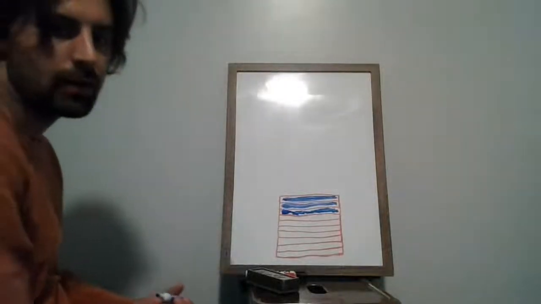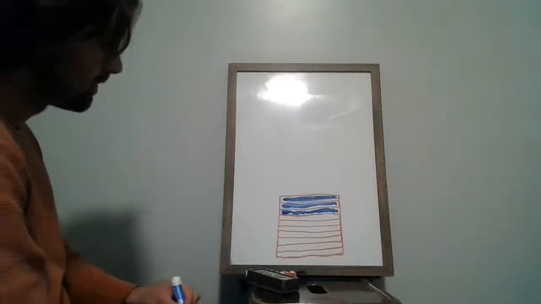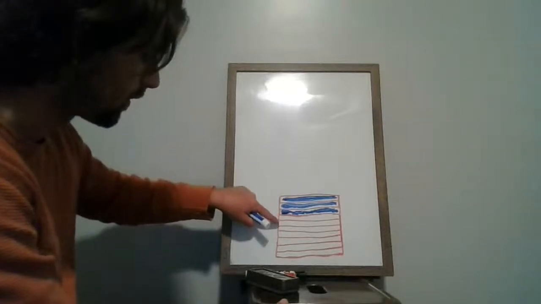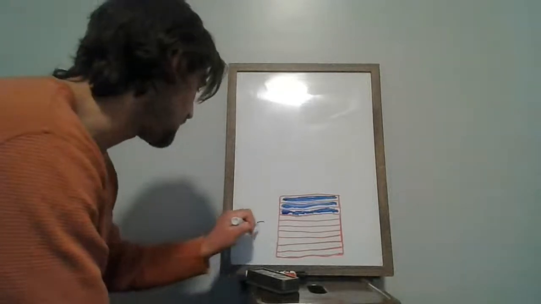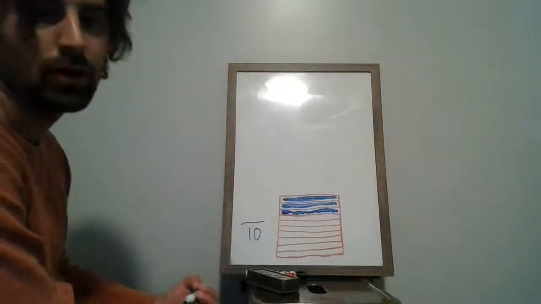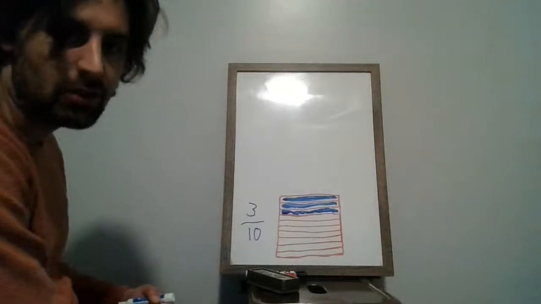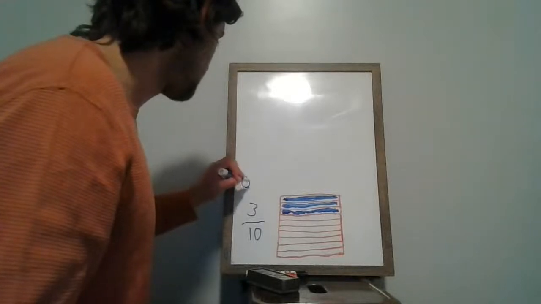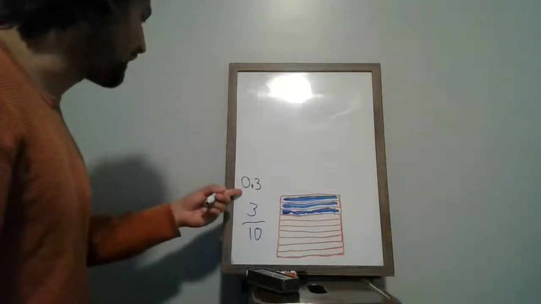Now that I shaded another part, let's say I wanted to represent this shape as a fraction and a decimal. So I have the same number of total parts. 1, 2, 3, 4, 5, 6, 7, 8, 9, 10. So 10 would be the denominator. That would not change. But now 3 parts are shaded. 1, 2, 3 are shaded blue. So the fraction would be 3/10. 3/10 as a decimal would be written like this. You would write a 0, you write a decimal point, then you would write a 3. That is how you write 3/10 as a decimal.